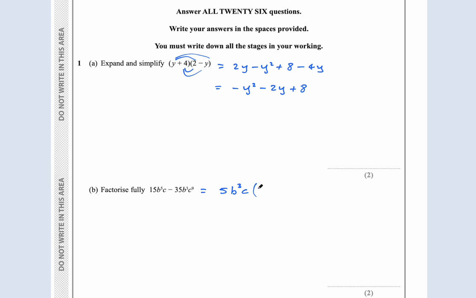Now this becomes 3, because 3 times 5 gives me 15. This becomes b squared, because I need my b cubed times b squared to give me the b to the 5. And I don't need any c because I have it here. Then this will be 7, because 7 times 5 gives me 35. I don't need a b because I have my b cubed here. And I need c to the power of 8, because c times c to the 8 is equal to c to the 9. And that's it. There's nothing else I can do.